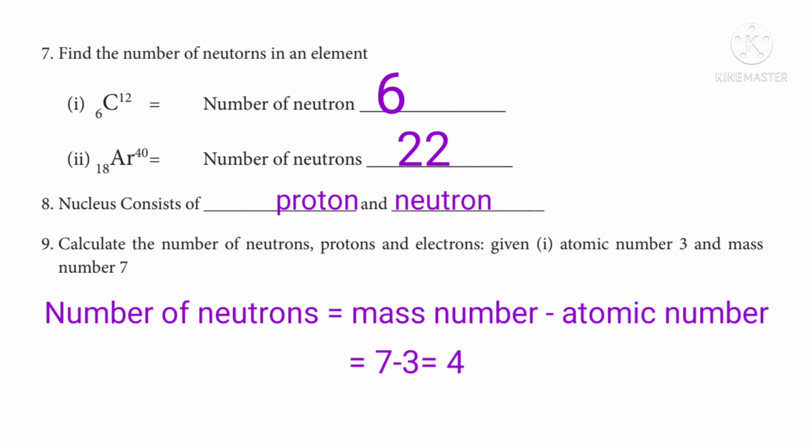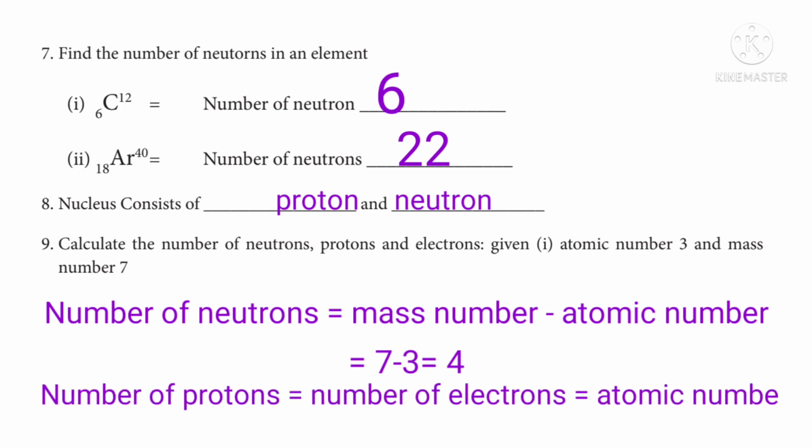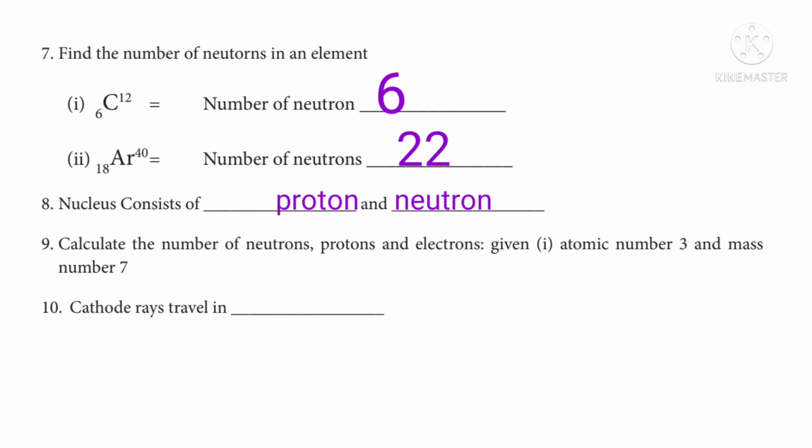And we have to calculate number of protons and number of electrons. Number of protons, number of electrons and also atomic number all are the same. So here atomic number is 3. So number of protons and number of electrons is equal to 3. 10th question, cathode rays travel in dash. Answer straight line.